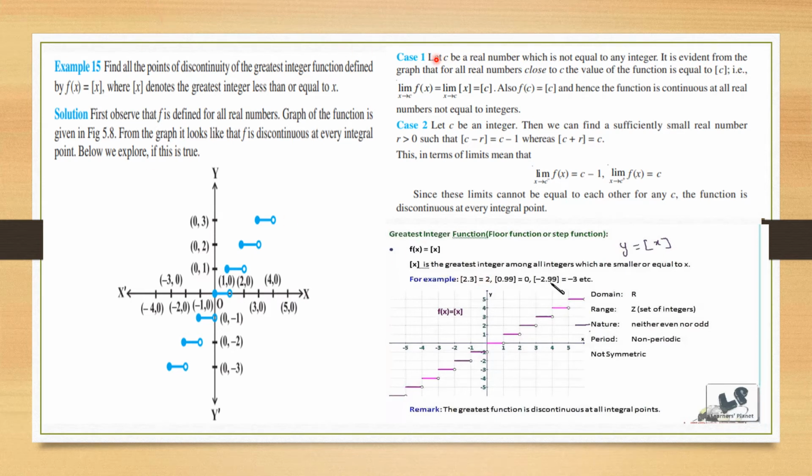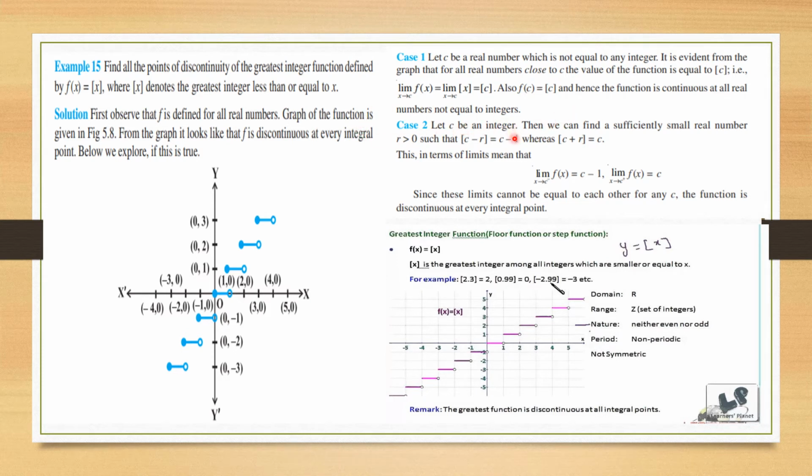See here, say we are talking about c being a real number which is not equal to any integer. It is evident from the graph that for real numbers close to c, the value of the function is equal to c. See here, close to c. 2.3 is close to 2, and to the left of 2.3, which is between 2 and 3, there is just 2. So the limit as x approaches c of f of x is equal to the limit as x approaches c of the integer part of x, and that is equal to c itself. Hence the function is continuous at all real numbers not equal to integers.